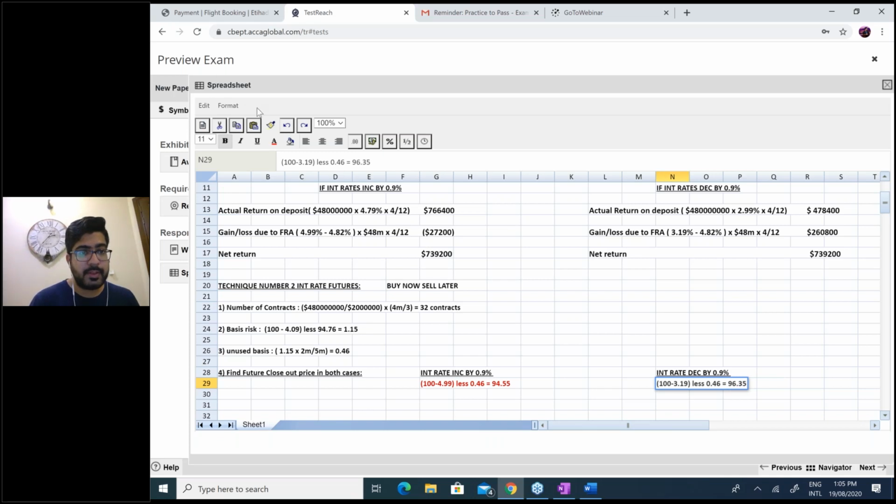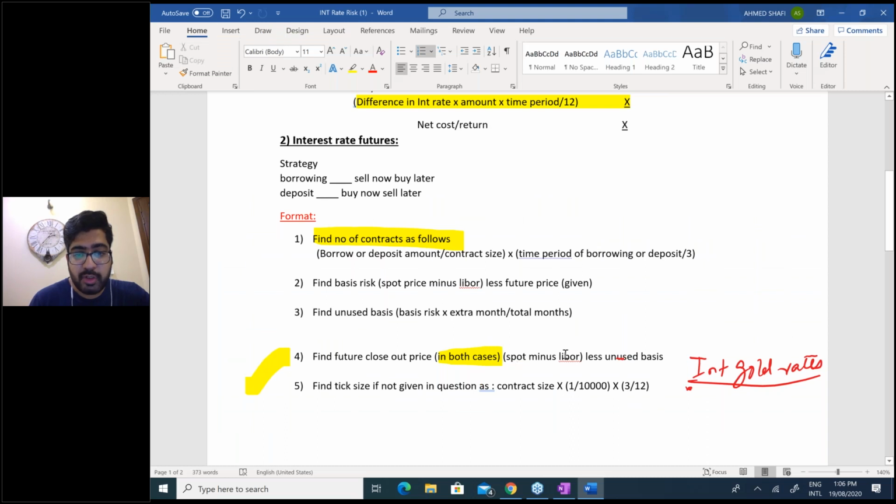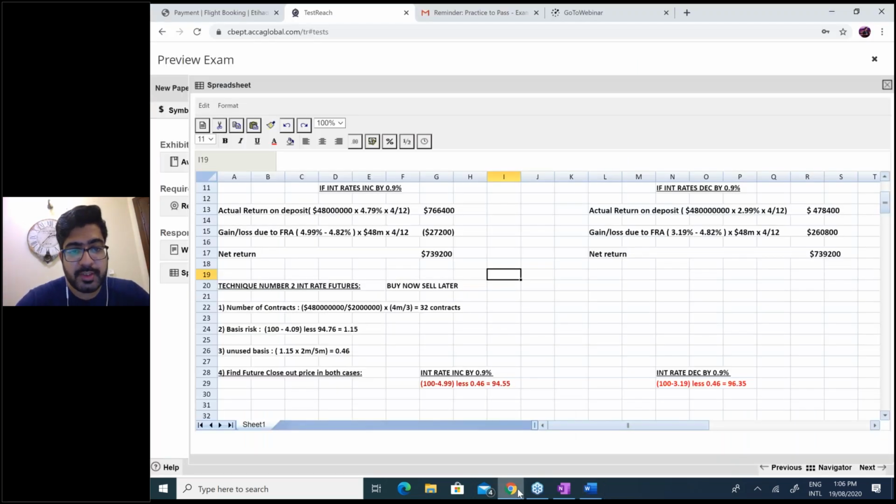So it's spot minus LIBOR, less unused basis. Spot is 100. LIBOR is the interbank rate 4.09, but if you are dealing with the increased case of 0.9, it becomes 4.99. If it is the decreased case of 0.9, 3.19. Step 4 is done. Any questions? I'm just changing the screen. If you look at the question format, the future closeout price format is spot minus LIBOR, less unused basis. You have just calculated the unused basis in the above step, 0.46.